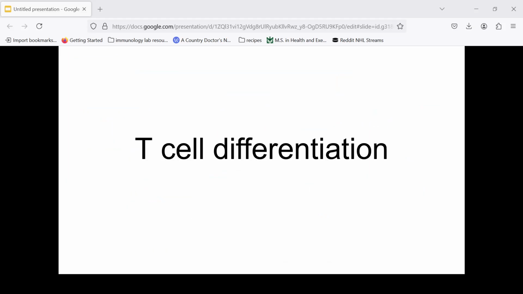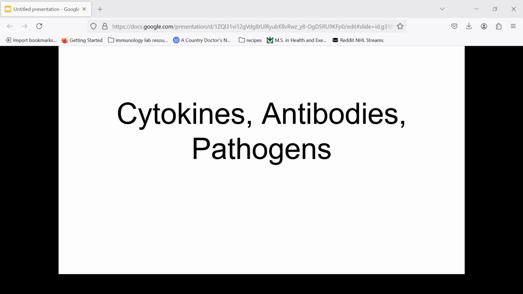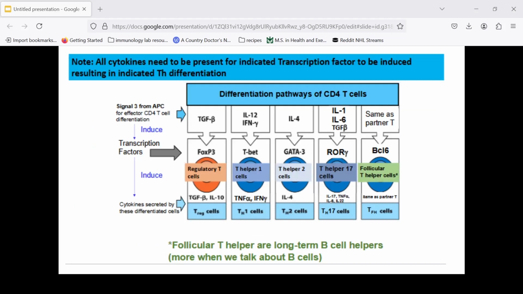Hold on. Let me find the slide that I want. Come on, man. Okay, this one.